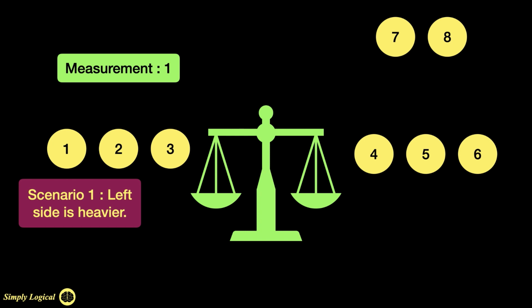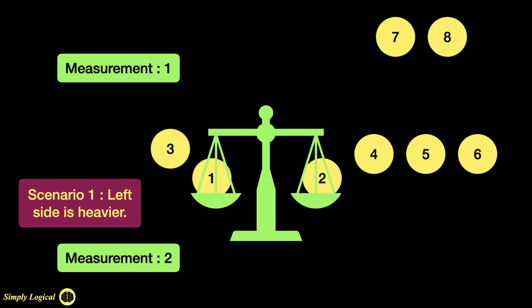If the left side is heavier, then we know that one of 1, 2 or 3 is the heavier ball. Now in the second measurement, weigh 1 on the left and 2 on the right.